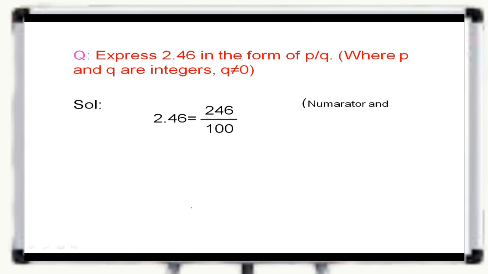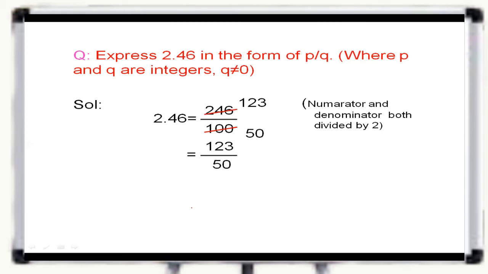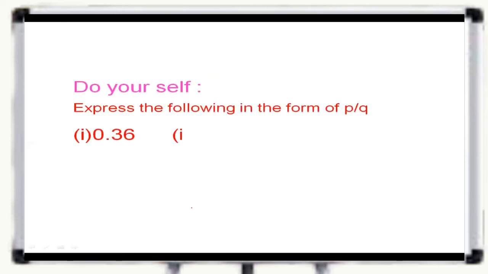So numerator and denominator are both divided by 2. When we divide the numerator by 2, we get 123. When we divide the denominator by 2, we get 50. That means 2.46 is equal to 123 by 50. So do it yourself. Express the following in the form of P by Q. Number 1, 0.36. Number 2, 10.25. Number 3, 8.56.